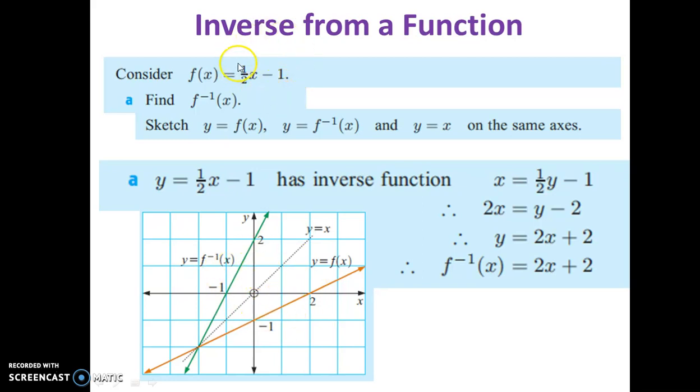The original is this. Here's our y-intercept, -1. Here's our slope, 1 over 2. So you go up 1 over 2, up 1 over 2. There's that line. The inverse has this equation, so a y-intercept of 2 right here, and the slope is 2 over 1. So you can go down 2 over 1, down 2 over 1. So there's the two graphs.